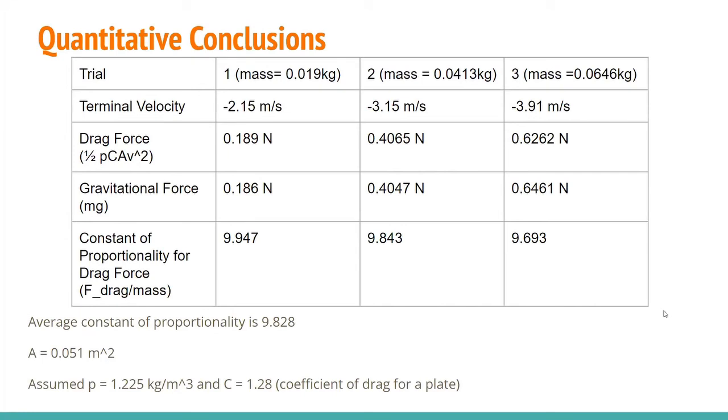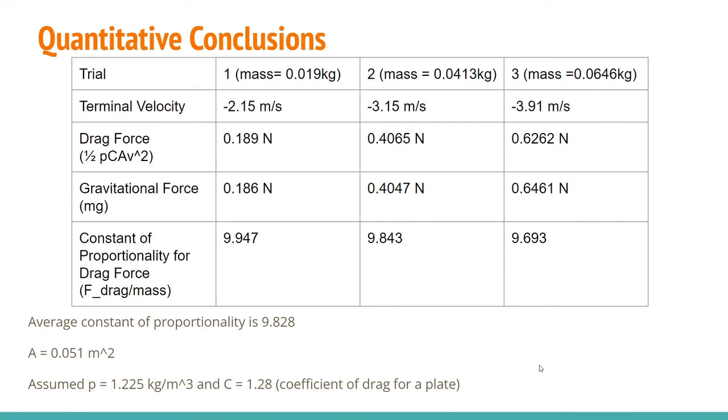And the quantitative conclusions, we found our Tracker data looking at the average terminal velocity around when the curve began to flatten out, and we used the drag force equation. We found the area of the plate to be 0.051 meters squared, so we set up for the A value, and we also assumed that the density of the air was 1.225 kilograms per meter cubed, and that C, the coefficient of drag for the plate, was 1.28. So we got the values, and as you can see, for each mass increase, the drag force also increased, and we can see that the drag force is pretty close to the gravitational force at terminal velocity, which it should be. There's a little bit of error there.